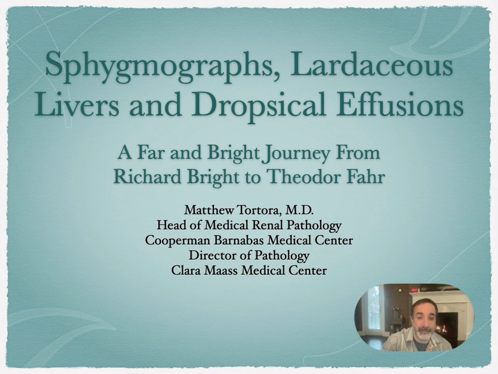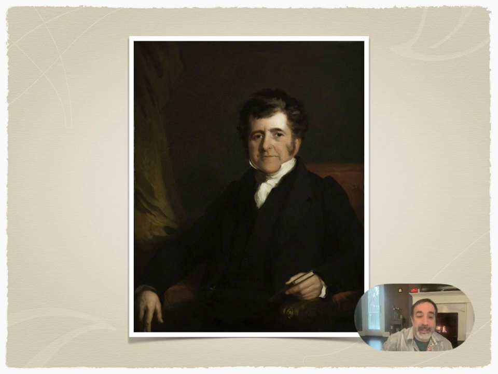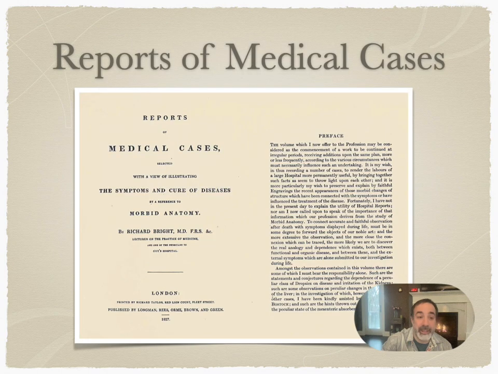Let's get started. We last left off in 1827 with Richard Bright publishing his seminal work in Guy's Hospital, London, entitled Medical Cases Selected with a View of Illustrating the Symptoms and Cure of Diseases by a Reference to Morbid Anatomy. This work gave us the greatest understanding yet of the changes that take place in the kidney in disease states, and more importantly, it emphasized that by understanding the structure of the disease, we might come up with a cure.